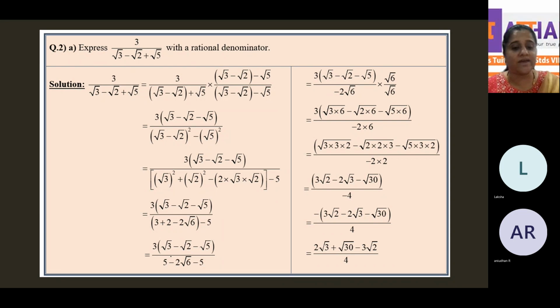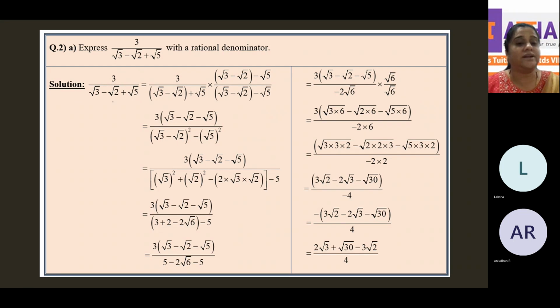Correct, children? Now 5 and minus 5 get cancelled. So in the denominator, we have minus 2 root 6. Now ask yourself, is the denominator rational or irrational? It is still irrational because we have root 6 there. We have not rationalized it completely.